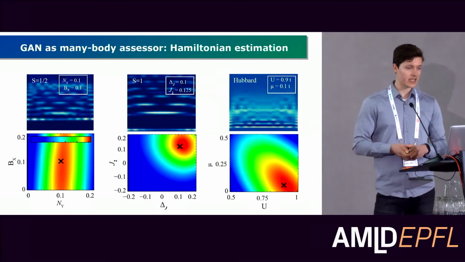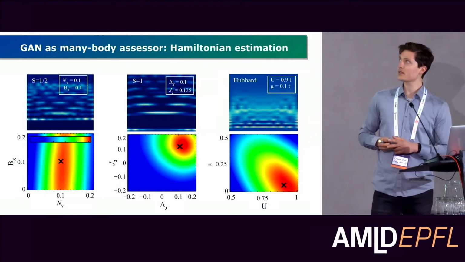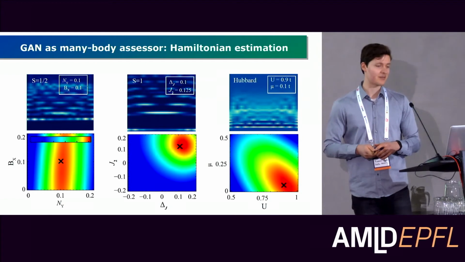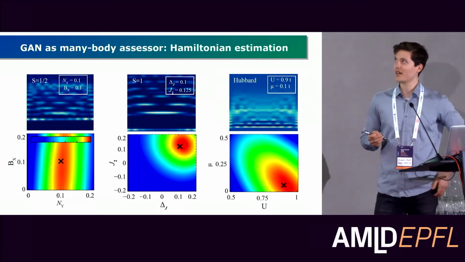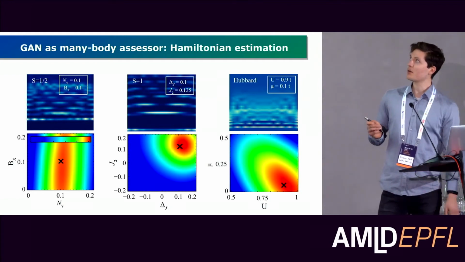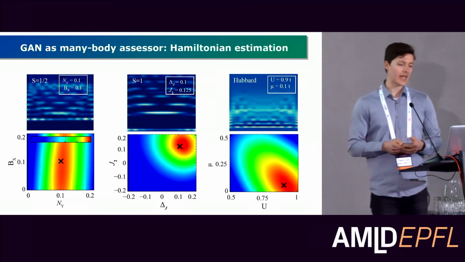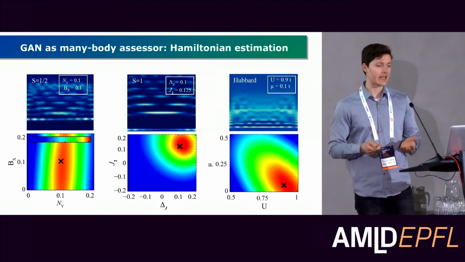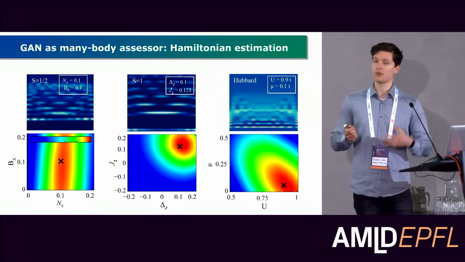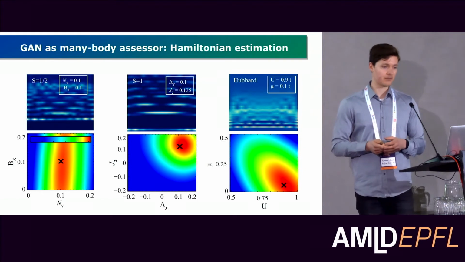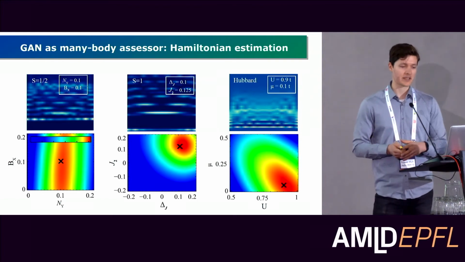We also studied it for the other two systems. I won't go too much into detail for those due to limited time. But as we see for the Hubbard model as well as for the spin-1 model, the GAN also allows us to gain a confidence interval for the area of the parameter space of the Hamiltonian in which the given image or spectrum lies.